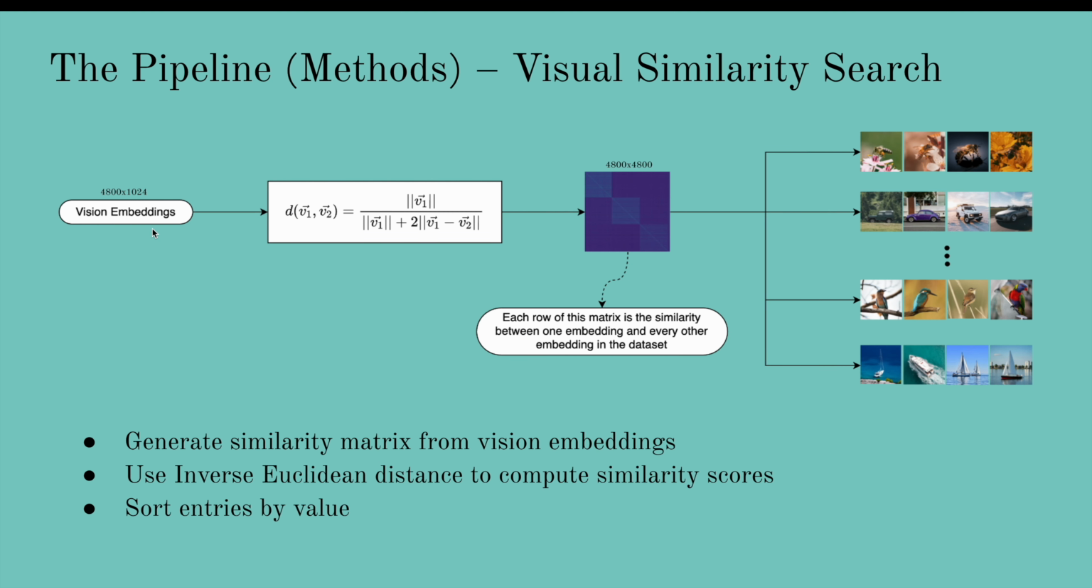Once we have embeddings, we are able to generate a similarity matrix from those embeddings using some kind of similarity function. It can be any similarity function, but the one that I found to work well for this project is a custom similarity function that I derived, which I am calling the normalized inverse Euclidean distance. Once you have computed the similarity scores, you're able to sort the entries of the matrix by their values, such that higher values appear first, and you're able to query the first 20 or 30 images that are related to your query.